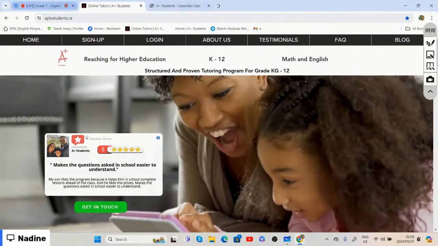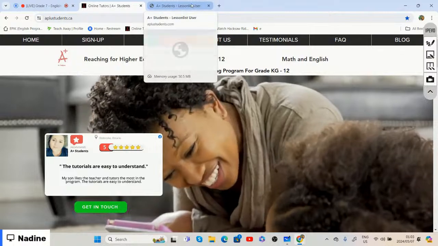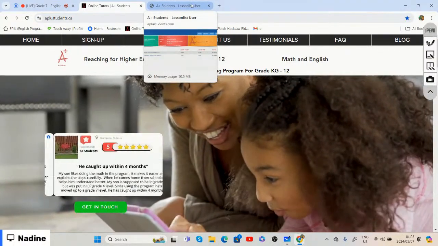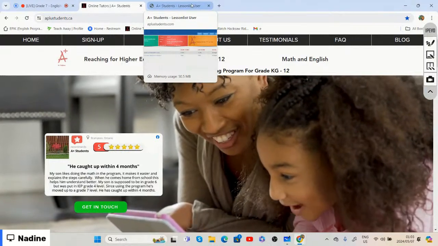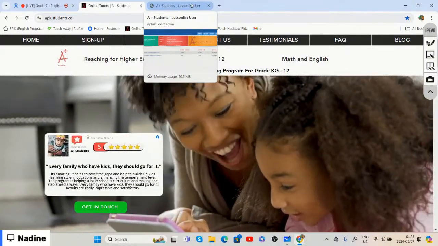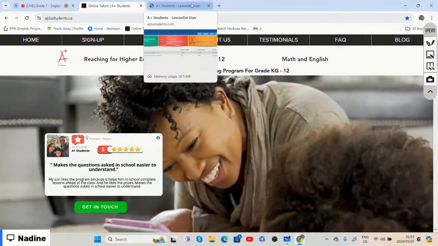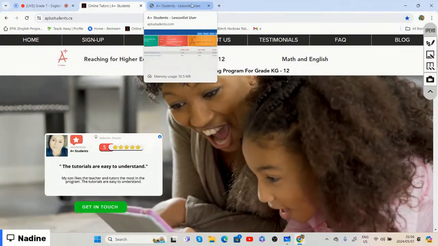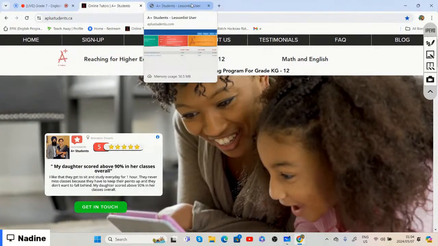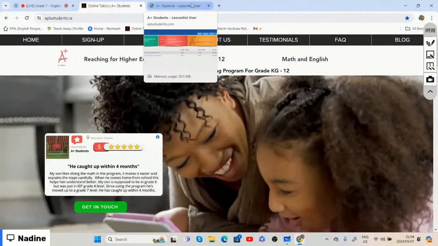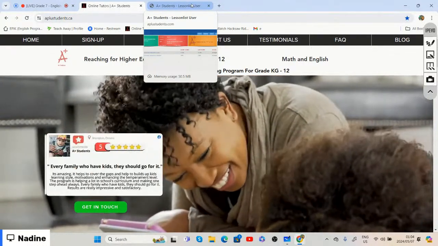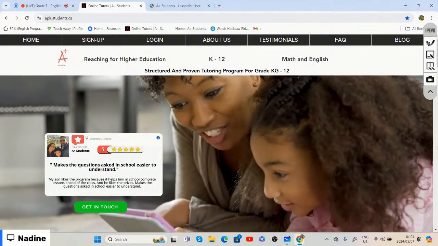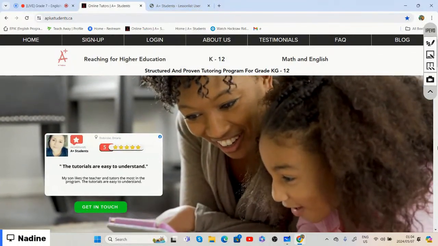Once we've logged on to aplusstudents.ca with our username as well as our password, we're going to select the subject of English Language Arts, grade 7. And then we're going to scroll down until we get to the chapter of simple, compound, and complex sentences.